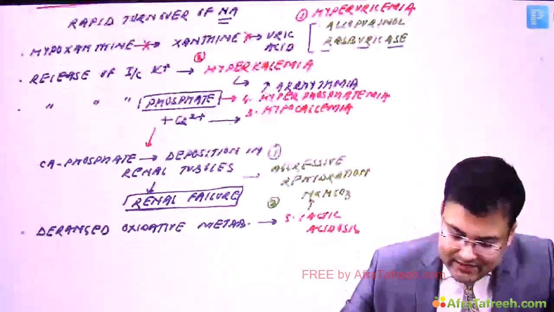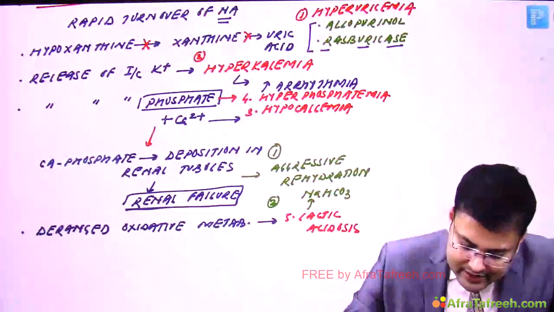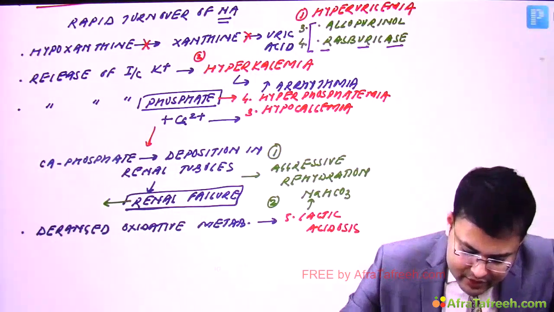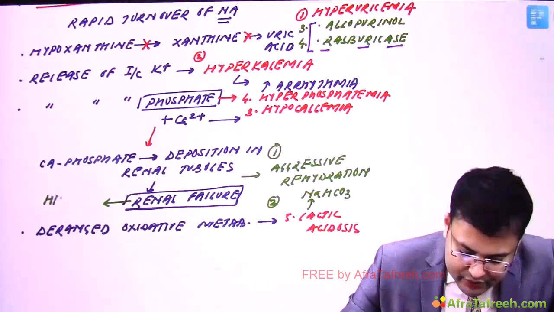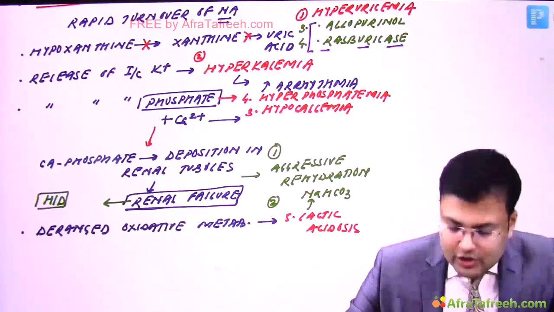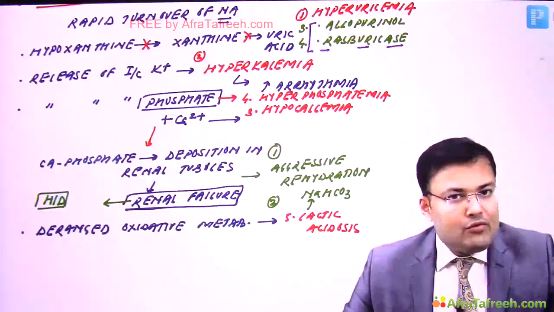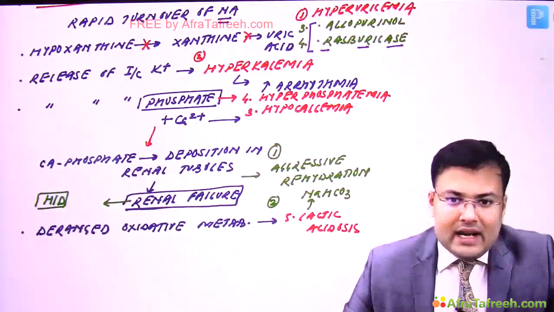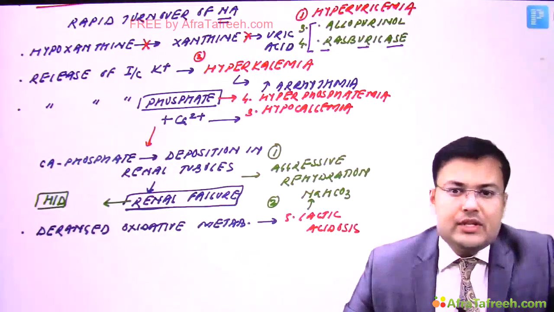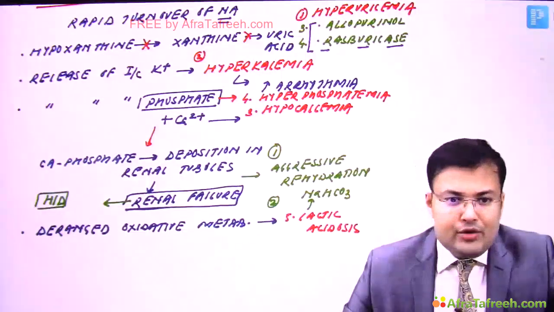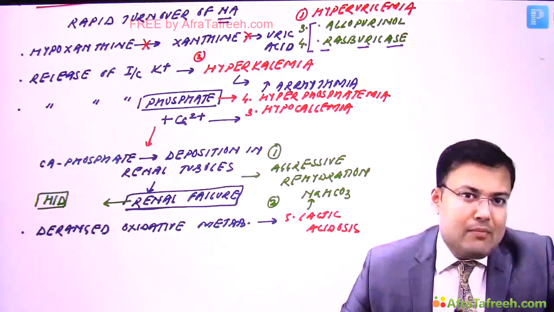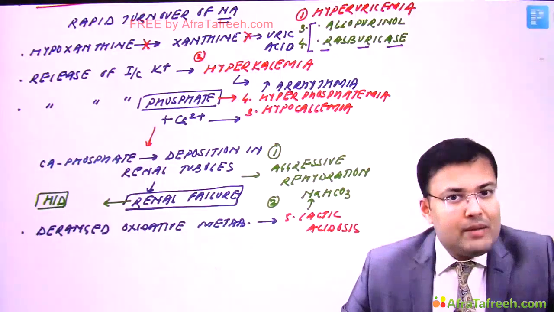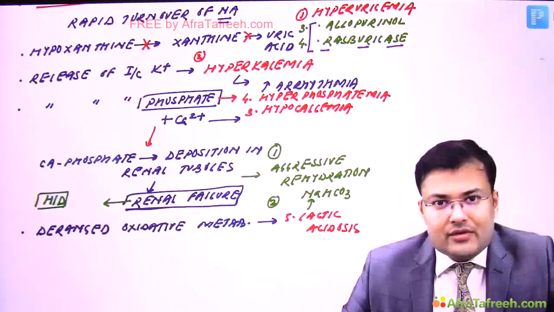And if the patient is having established renal failure, for this we can go for hemodialysis. Clear? So if we see the management, we have to go for aggressive rehydration, sodium bicarbonate for lactic acidosis. For hyperuricemia, we give allopurinol and rasburicase, and if the patient is having established renal failure, we go for hemodialysis. So this is how we manage tumor lysis syndrome.